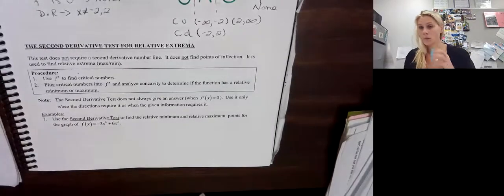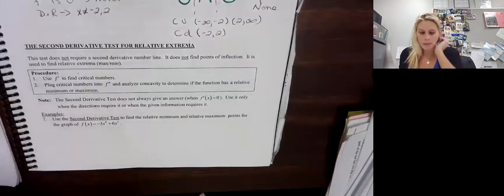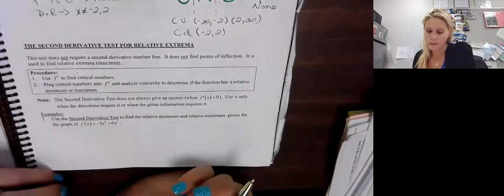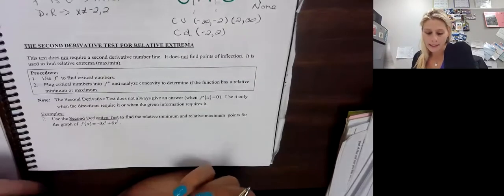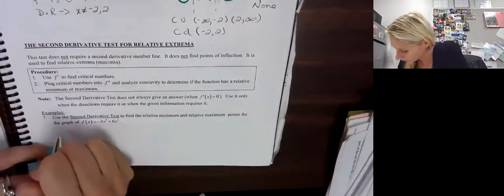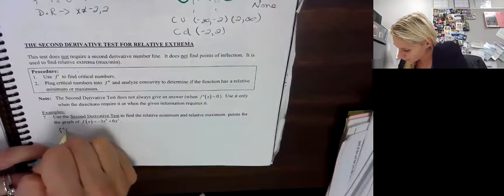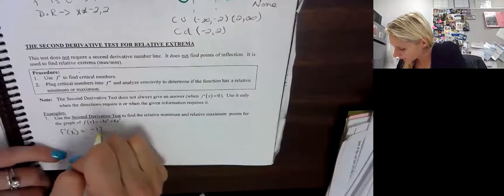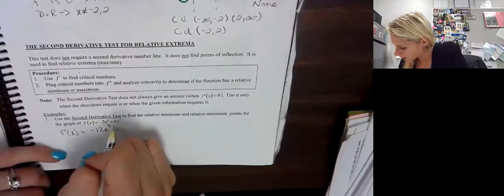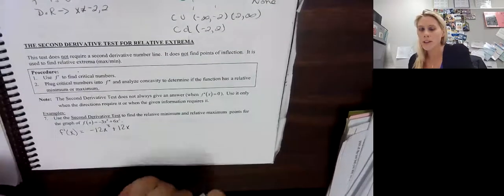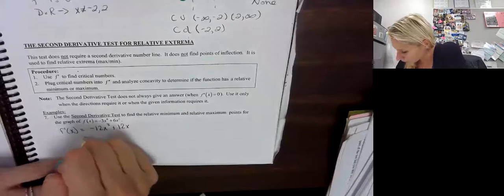So we have to use the second derivative test to find the relative min and relative max points of the given graph, f of x equals -3x to the fourth plus 6x squared. Okay, so remember, we're using f prime of x to find the critical values. So f prime of x equals -12x cubed plus 12x. So what I'm going to do is simplify that out so I can find those critical numbers.